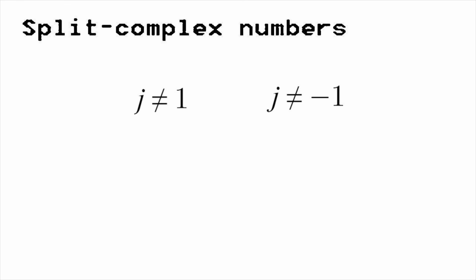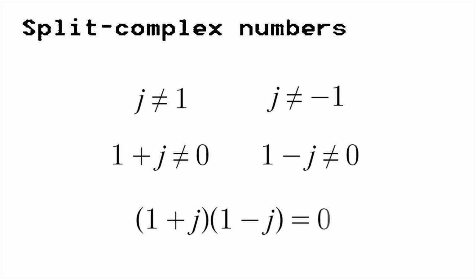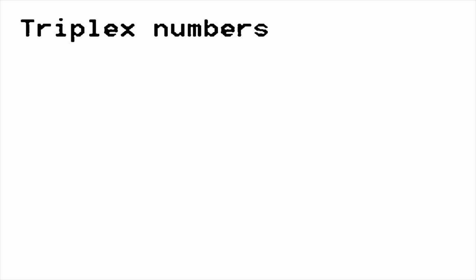Neither 1 plus j nor 1 minus j is equal to 0, but 0 is obtained by multiplying them together. Because of the effects we've seen, we'll take the precaution that dividing by zero divisors is just as invalid as dividing by 0 itself. With that in mind, we'll turn to the triplex numbers and see if these are issues we have to worry about.